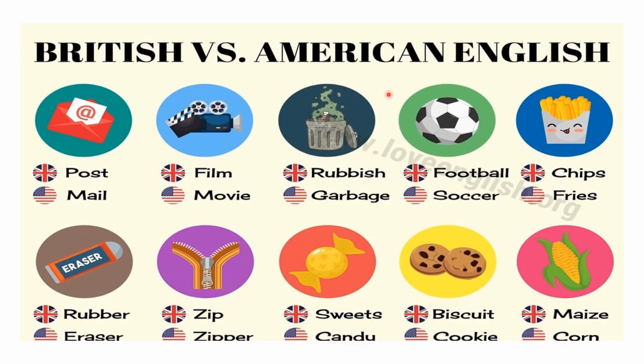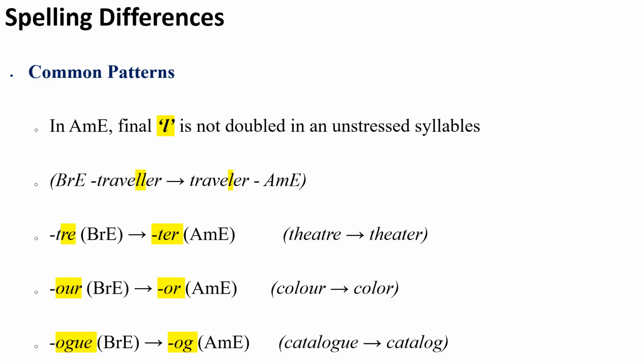Now, this image shows some more differences between British and American English. So these are some more examples. Let's come to spelling differences. We see some common patterns in spelling differences.